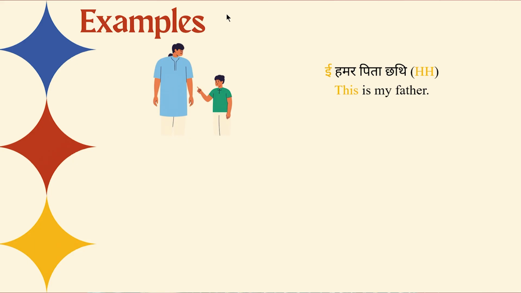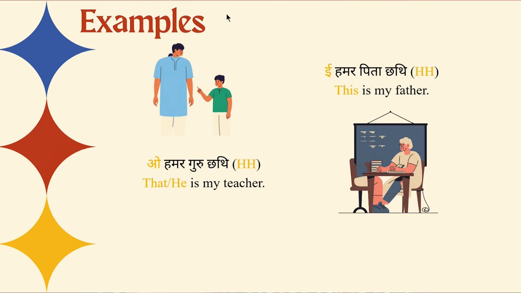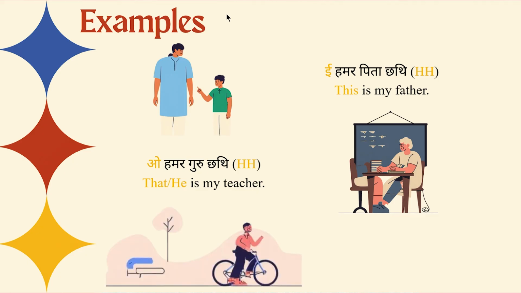So in this particular example, this boy is saying, "E hamar pita chhatin." So this is my father. "O hamar guru chhatin." Again, that or he is my teacher. So O is used for far, referent which is far away, and honorific. At the same time, for a friend, we can say, "U kate jai chhe." So this translates to where is he going, and this is used when the referent is your friend or someone who deserves no special respect, who you have a very casual relationship with.